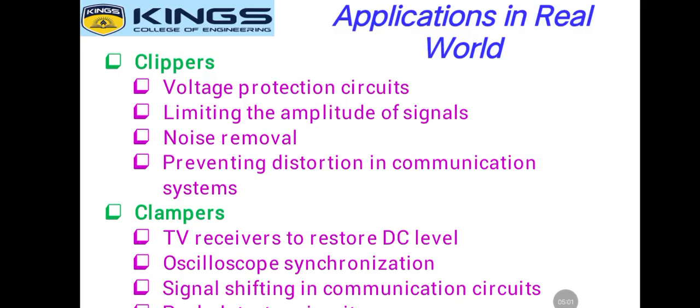Applications in the real world. Clippers are used in voltage protection circuits, limiting the amplitude of signals, noise removal, and preventing distortion in communication systems. Clampers are used in TV receivers to restore DC level, oscilloscope synchronization, and signal shifting in communication systems.